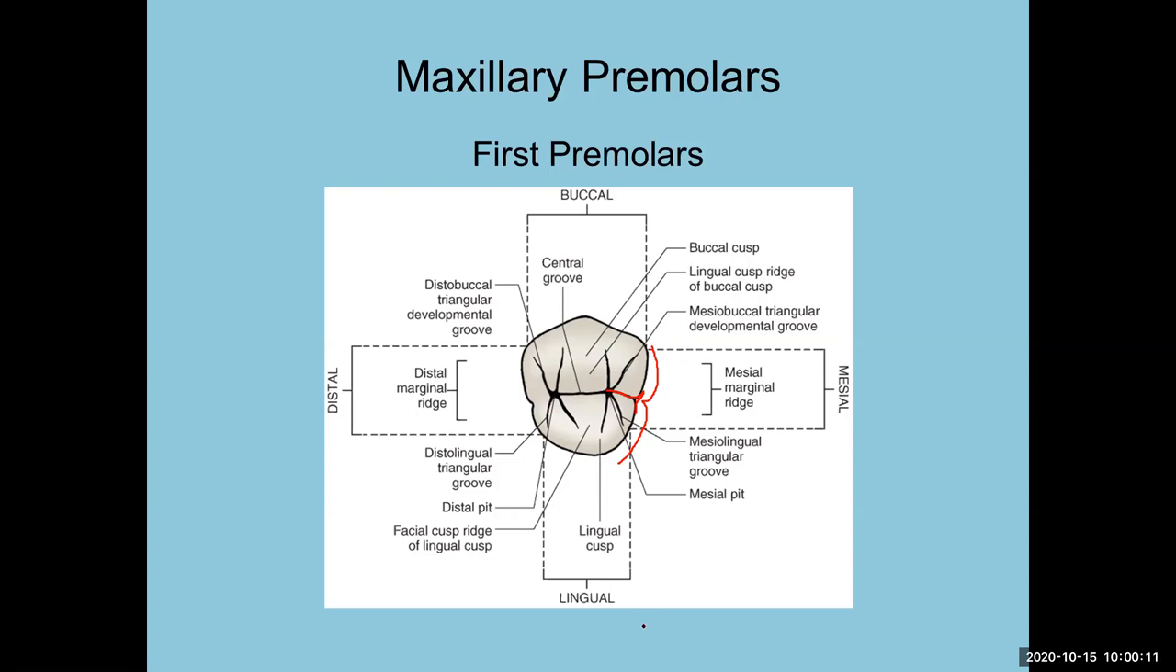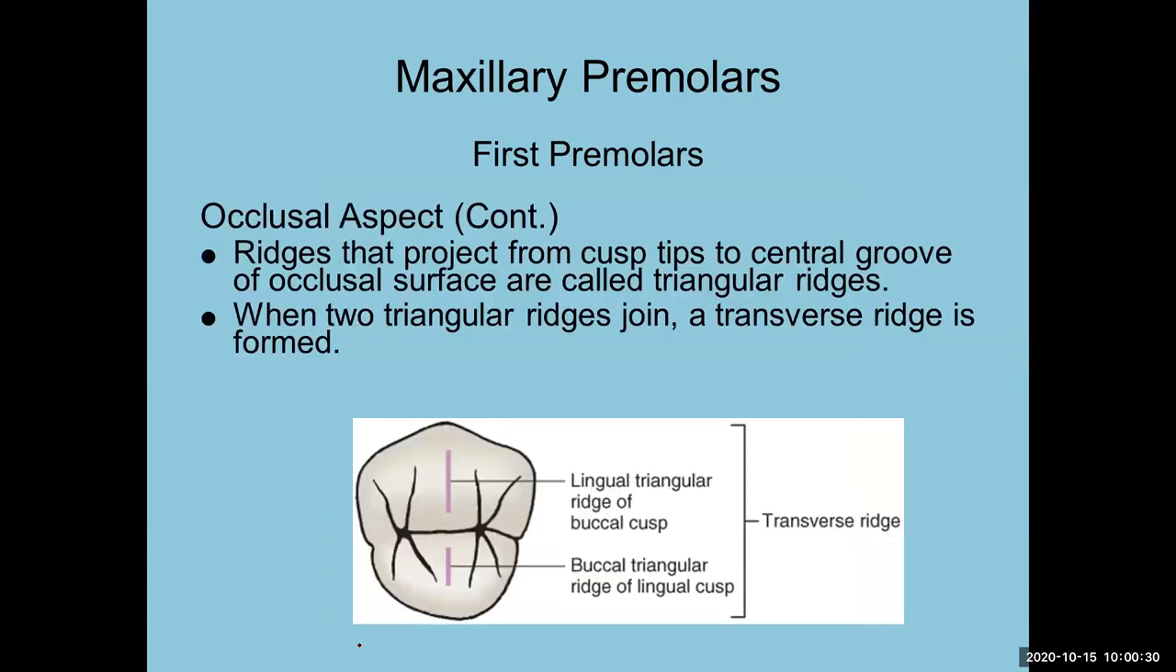And each is labeled according to its location. Look at this, the distal lingual triangular groove. This is the facial or the buccal. This is the lingual. This is the distal. So it's the distal lingual triangular groove. So once you know the terminology, you can pretty much guess everything else. So the ridges that project from the cusp tips to the central groove of the occlusal surface are called triangular ridges. When two triangular ridges join, they become a transverse ridge.